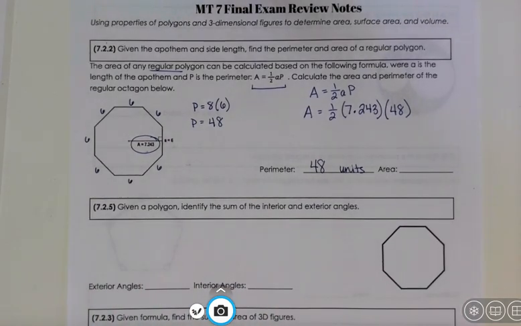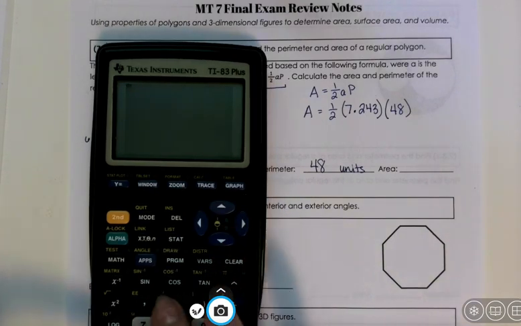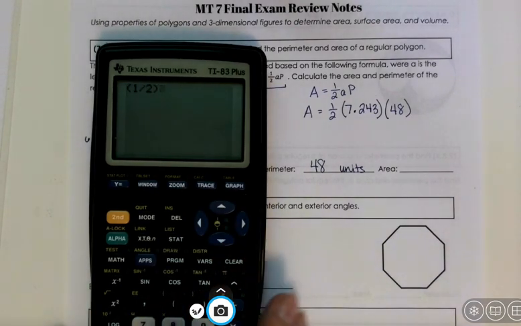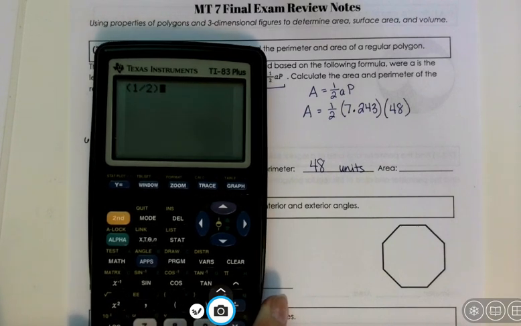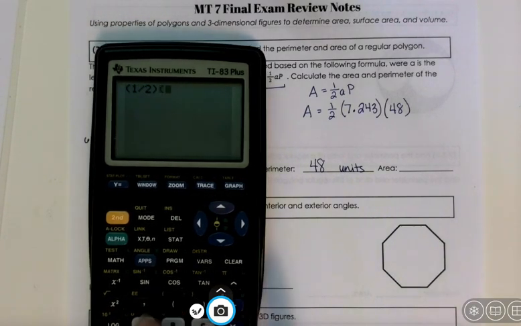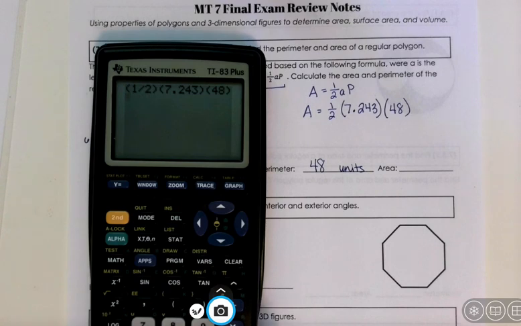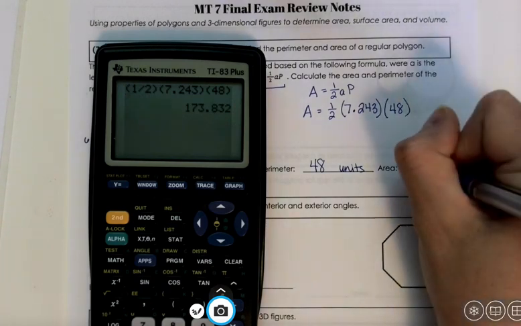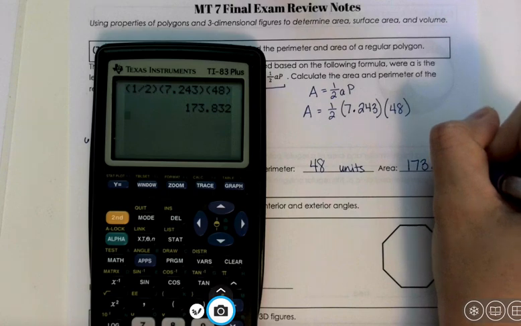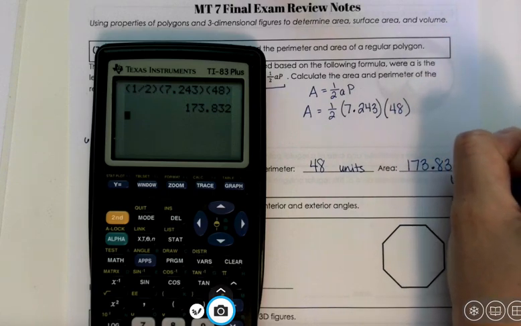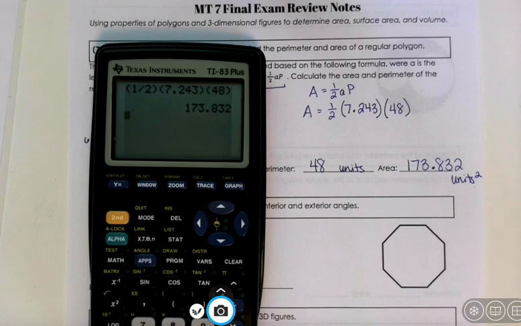Since I'm multiplying all of them, I can type it in my calculator all at once. I can do my fraction of 1/2 inside parentheses using a division sign. So I have 1/2 times 7.243 and then times 48. I typed it exactly how it looks on my paper, just my fraction also should be in parentheses. And I get an area of 173.832, and then my units will be just units squared.